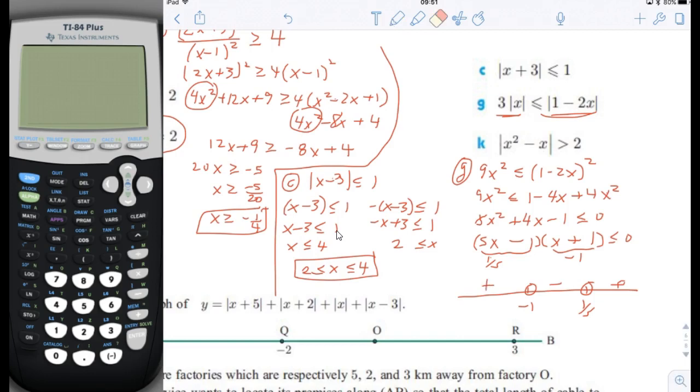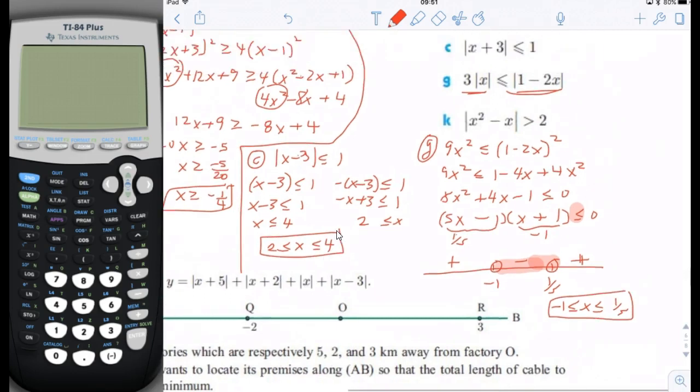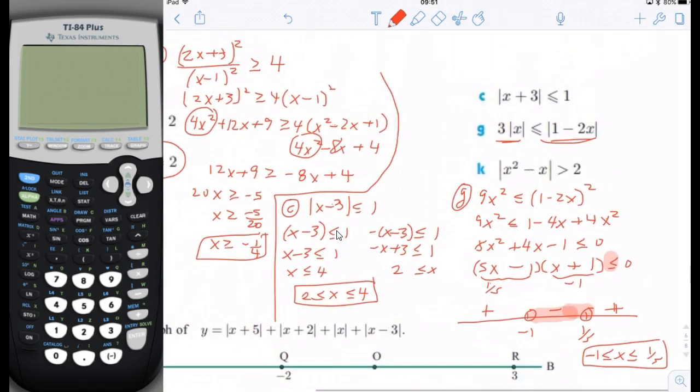Okay, so I'm just going to rewrite that. It was messy. And then we say, okay, which part do we want? Well, since we're doing less than or equal to 0, we want the negative part. Since it's less than or equal to, we also want to include the critical points -1 and 1/5. So our answer is going to be -1 less than or equal to x is less than or equal to 1/5. Okay. Let's do K, which is the last one.